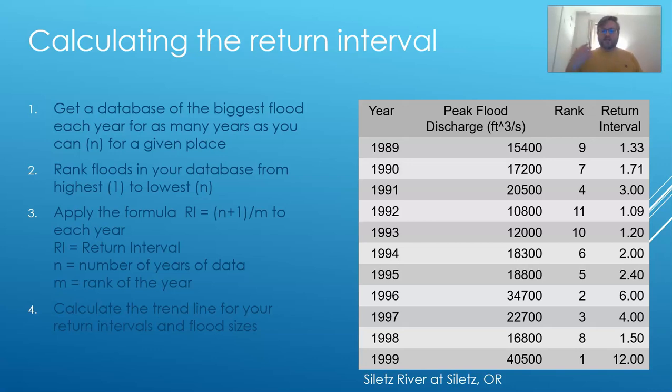And so what that means, Ri is our return interval. That's what we're trying to calculate. Then N is the number of years of data that we have. In this case, we had 11 years of data. So we're going to take 11 plus 1 as our numerator, the number of years of data you're dealing with plus 1. Then you divide it by the rank for each year. So we're doing this formula once for each year. In this case, we're going to take 12 divided by the rank for each year to find out each year's return interval.